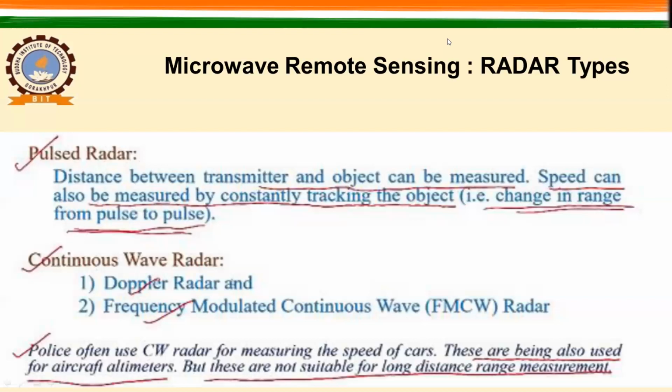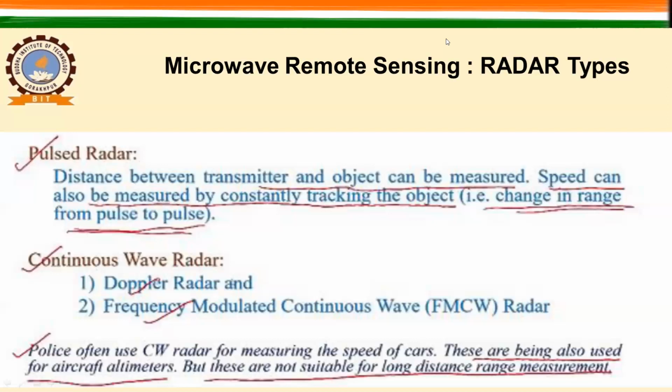In continuous wave radar, we have Doppler radar and frequency modulated continuous wave radar. This is more suitable for measuring the speed of any vehicle, and nowadays people are using it. Police have already installed this at traffic signals, and they are monitoring the speed of the car. These continuous wave radars are also used for aircraft altimeters, but they are not suitable for long distance range measurement.